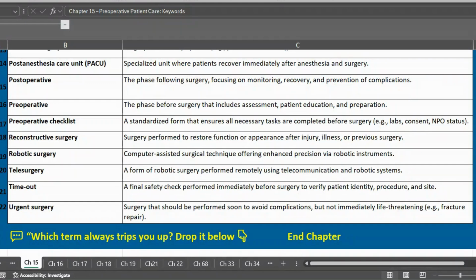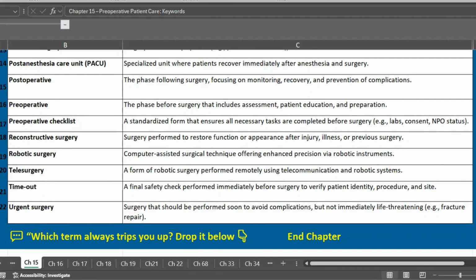Preoperative checklist. It's a standardized form that ensures all necessary tasks are completed before surgery, like labs, consent, and NPO status. A form verifying readiness for surgery includes labs, consent, NPO status, allergies, and ID band. Reconstructive surgery. A surgery performed to restore function or appearance after injury, illness, or previous surgery. So it restores appearance or function. For instance, breast reconstruction after mastectomy.